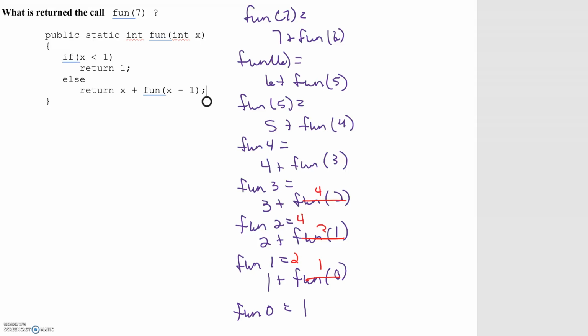And fun 3 is going to be 3 plus 4. Well, fun 3 is now 7. So come up here, change fun 3 to 7. 4 plus 7 is 11. So fun 4 is 11. So for fun 5, 5 plus 11 is 16. Fun 5 has a value of 16. So 6 plus 16 is 22. So fun 6 has a value of 22. And then fun 7 is going to be 7 plus 22, which is 29. So what is returned by fun 7? 29.